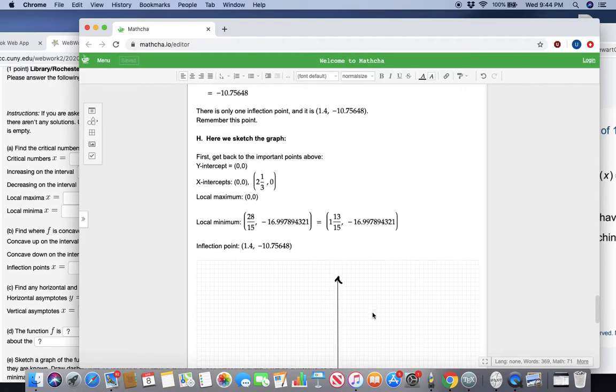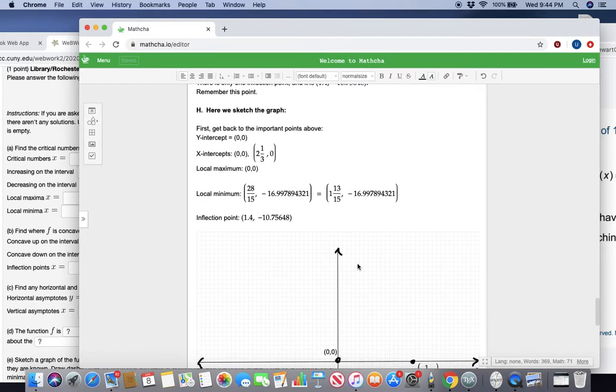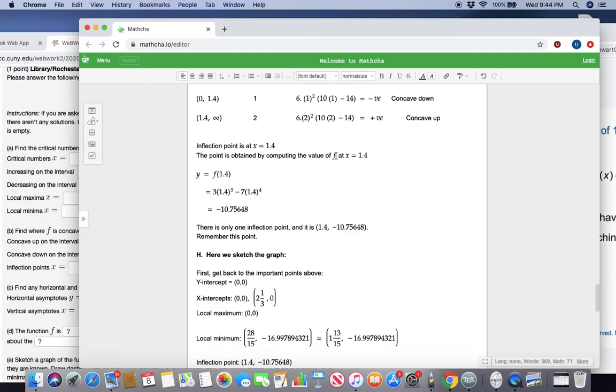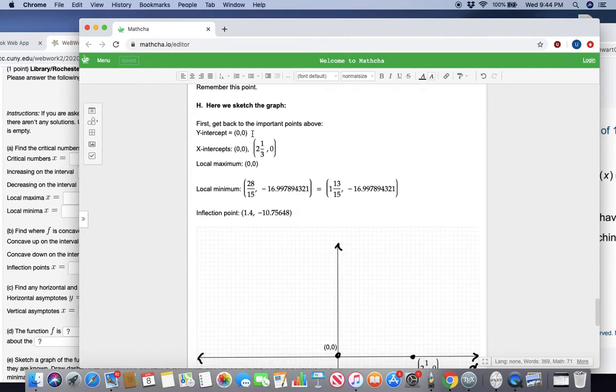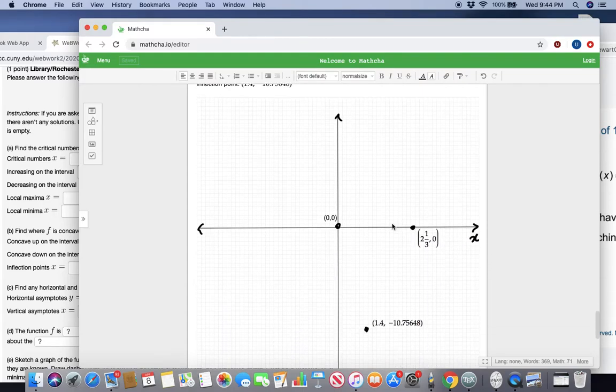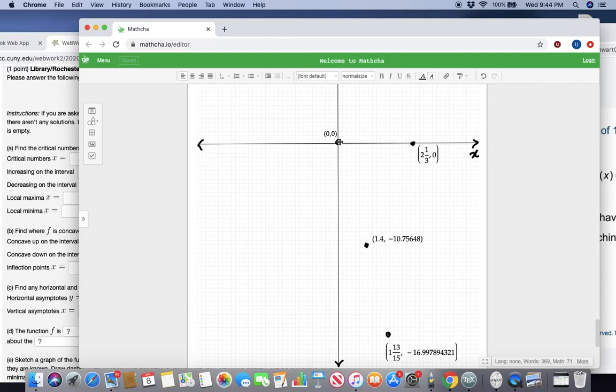Now, finally, we are here to sketch the graph. First, get back to all the important points we had: y-intercept, x-intercepts, local maximum value, local minimum value. This is using a fraction, this is using a mixed number, and the inflection point. For your benefit, I have already plotted these points here. Okay, now we are ready to graph.